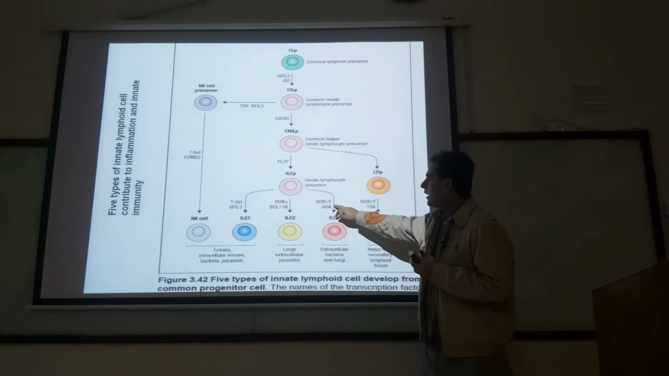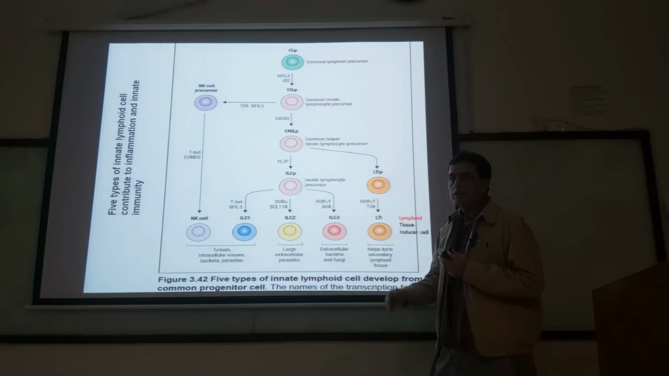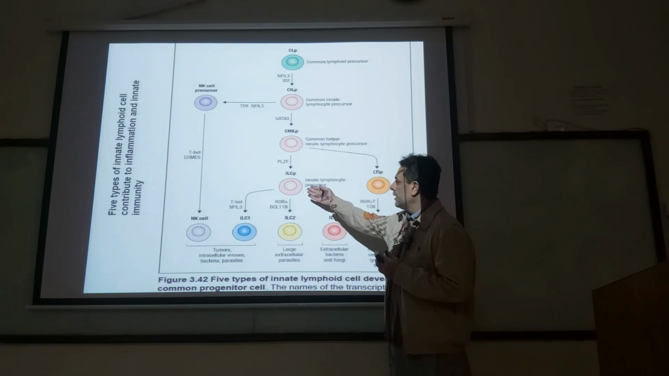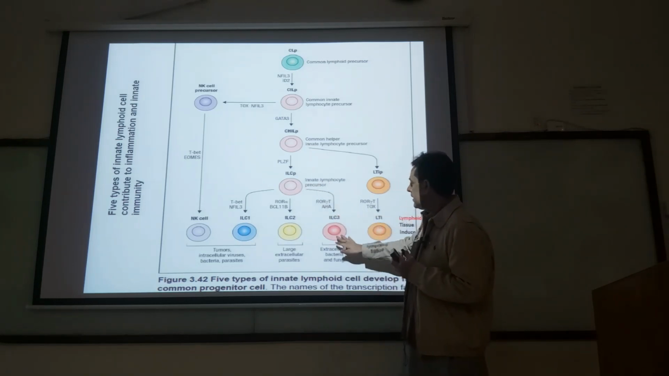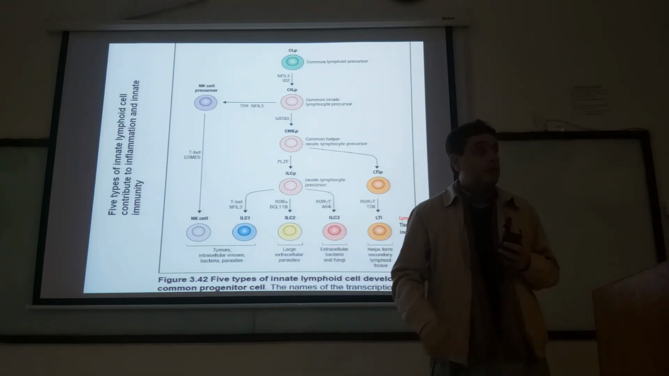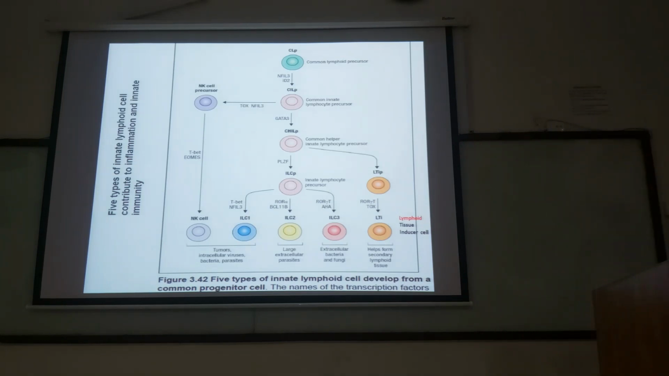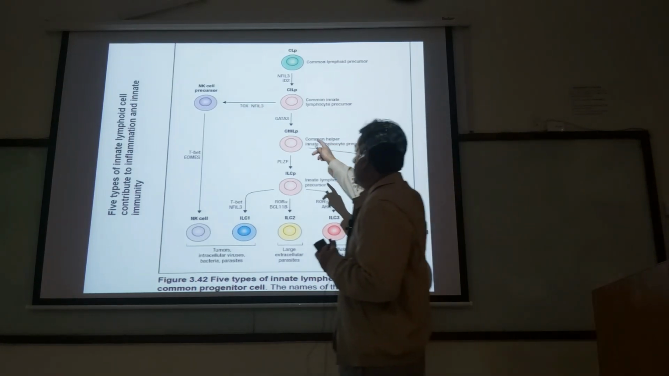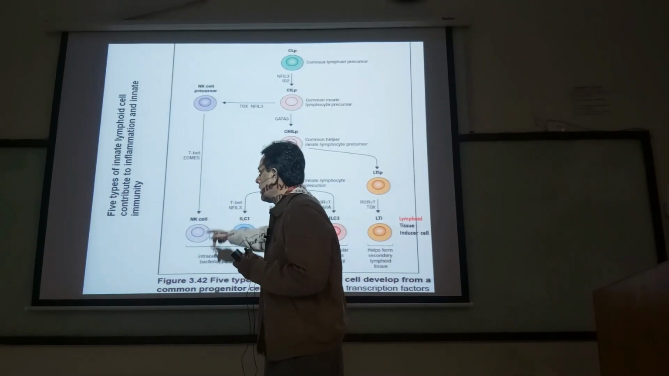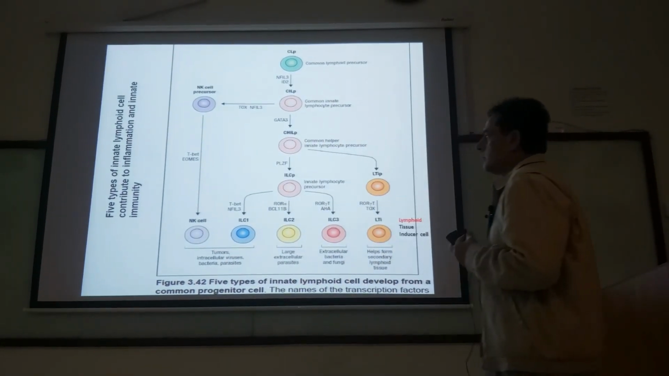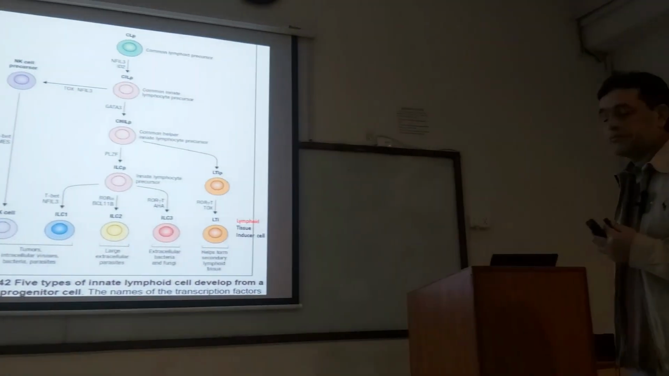And you see that here again, when the transcription factors are different and they come in contact with the same cell, the result is a different cell. Okay? So they are doing different functions. They are functionally different cells. And here you see that the natural killer cell precursor is going to give rise to the natural killer cell.